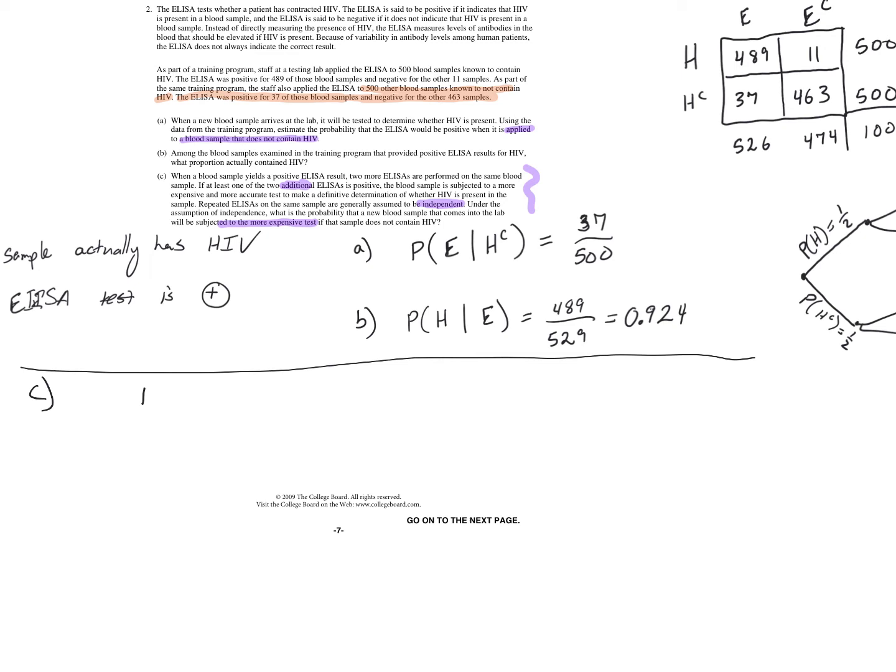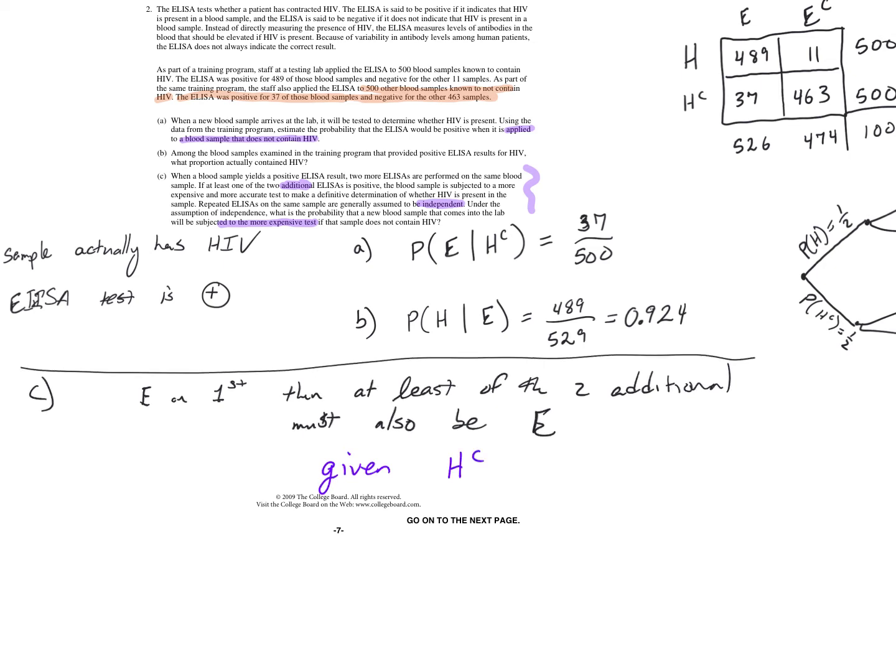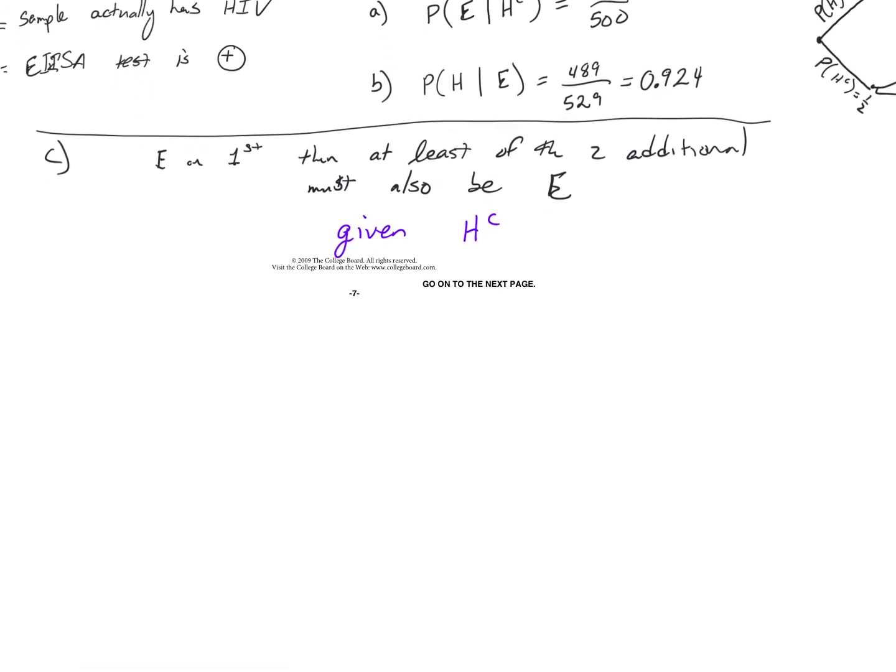I'll keep my notation the same. It's got to be E on the first. Then, at least one of the 2 additional must also get a positive ELISA test. And note, this is all given H complement, given that the sample does not actually have HIV. What's the probability that we get this positive test on the first, and then at least one of the 2 additional tests also getting a positive ELISA result?